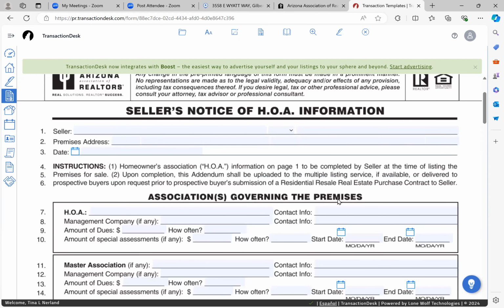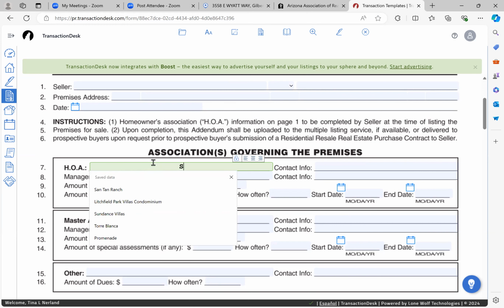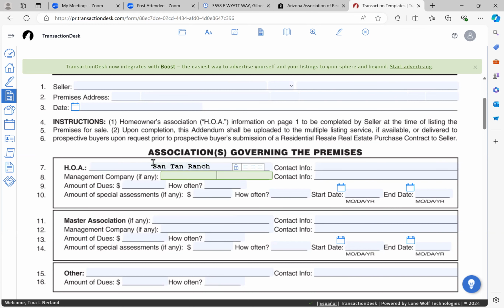Associations governing the premises. What is the name of the HOA? What is their phone number? Who is the management company, if any? You know, a lot of companies or people just put the same thing. It's fine. For example, my HOA is Santan Ranch, but my management company is, oh, I'm drawing a blank. Vision. There it is. Vision Community Management. So that's just an example. Phone number is usually going to be the same.